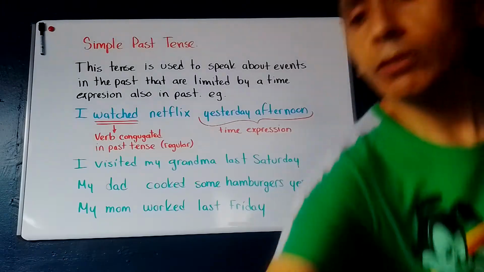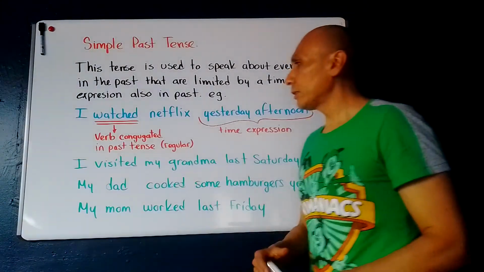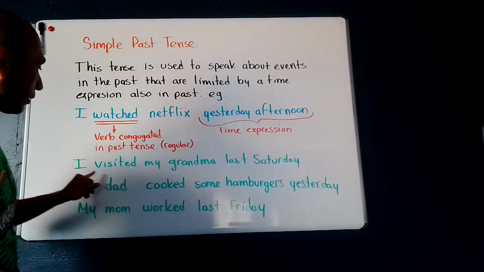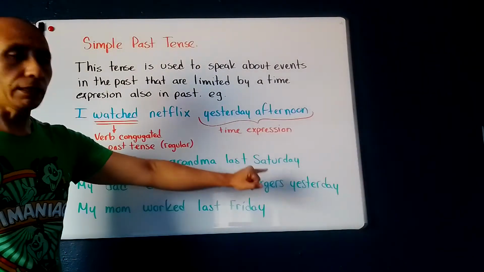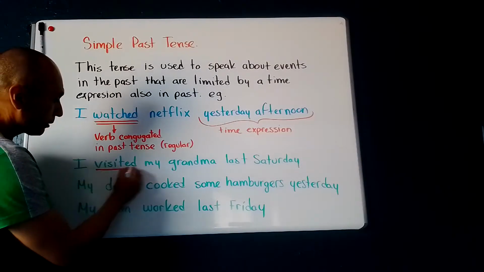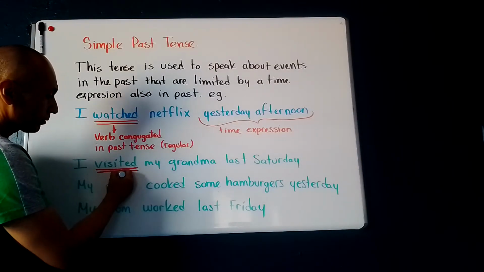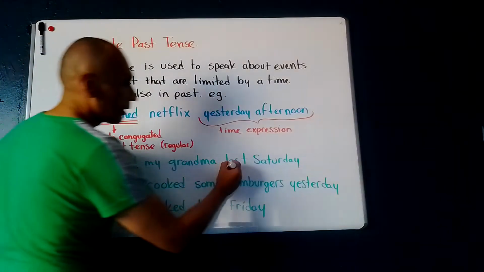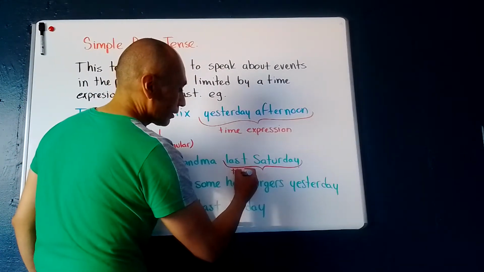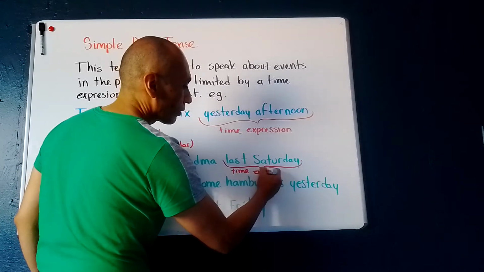And for instance, in the other cases, well, I got three more examples right here. I visited my grandma last Saturday. So visited is my verb, and last Saturday is going to be my time expression.